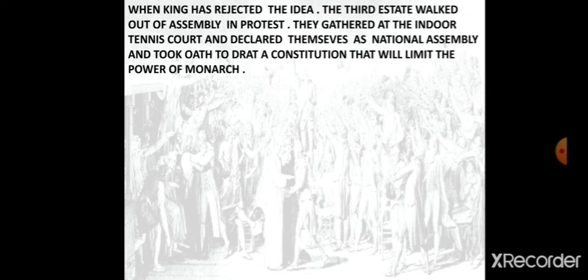But the king rejected the idea of one vote per person. Then the third estate members walked out of the assembly and started protesting against the king. They gathered at an indoor tennis court, declared themselves a National Assembly, and took an oath that they would draft a constitution that would limit the power of the monarch. It means the third estate members were now going to draft a constitution whose purpose was to limit the power of the monarch.